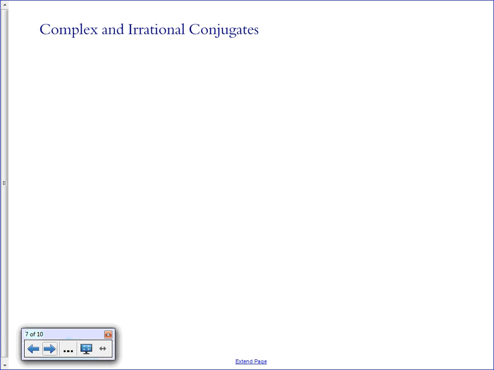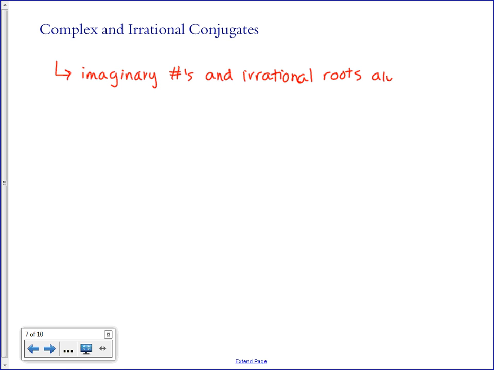Complex and irrational conjugates is just a fancy way of saying imaginary numbers and irrational roots always travel in pairs. And I use the word travel in pairs. That's not like a math thing, that's just the way I remember it. They always travel in pairs because they always have a plus minus in front of them, right?